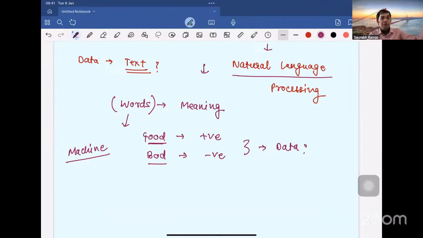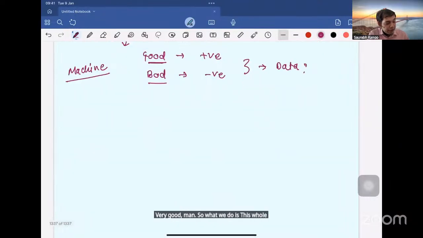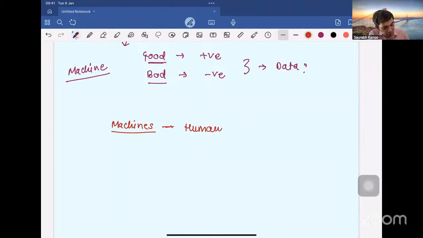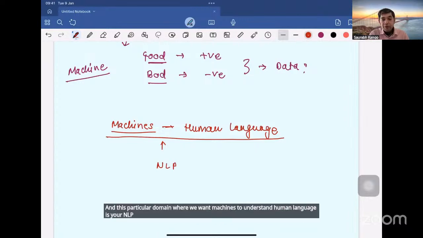Very good, Himanshu. Right. So what we do is this whole process wherein we want machines, please understand, we want machines to understand the human language. And this particular domain where we want machines to understand human language is your NLP, natural language processing.